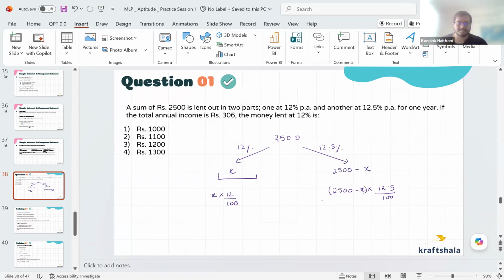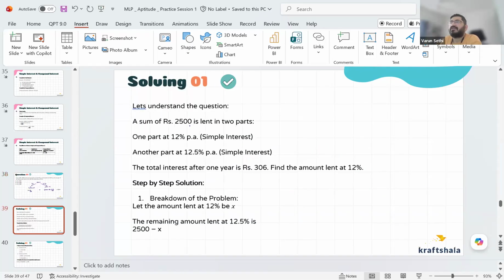Everybody? Yes, sir. Simple. Then you just have to sum them up and make them equal to 306 and you will get the value. Okay. How have we solved it? See this. A sum of rupees 2500 is lent out in two parts. The first part at 12%, another part at 12.5%. If you would have taken compound interest also, no difference. Why? Because for the first year, any which way, the interest is PR upon 100, right? So you can use compound interest also. It will not change your answer.